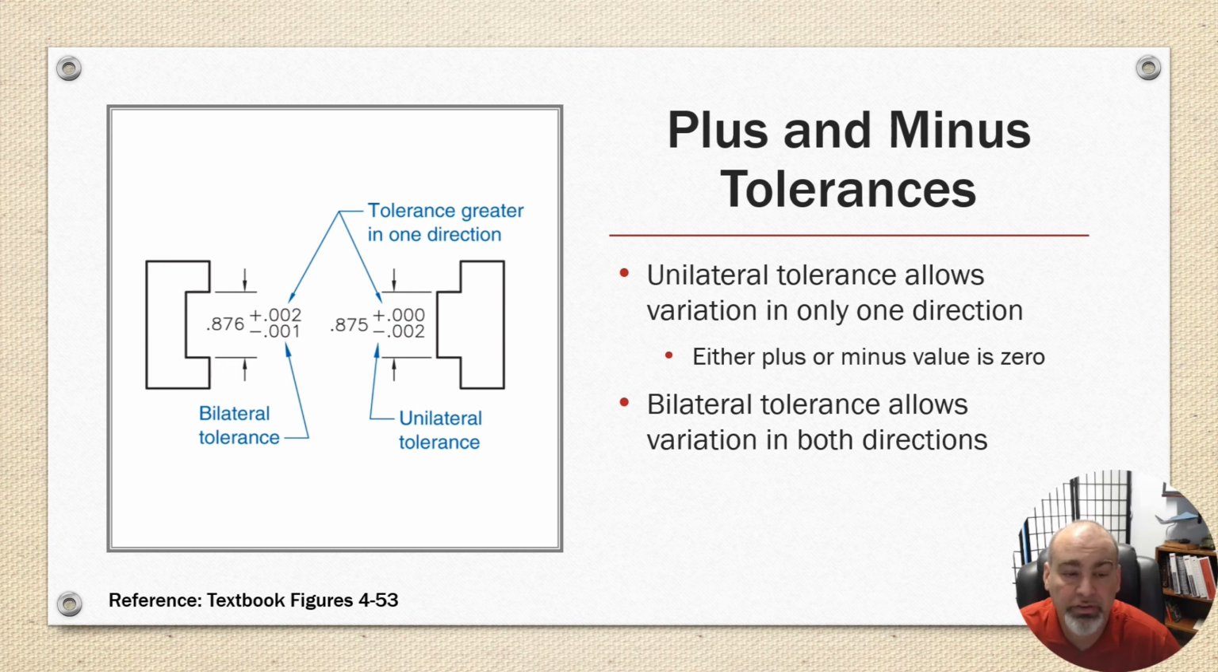Bilateral tolerances allow variation in both directions. So in the example on the left, they can be equal or different. So we have .876 plus .002 minus .001.